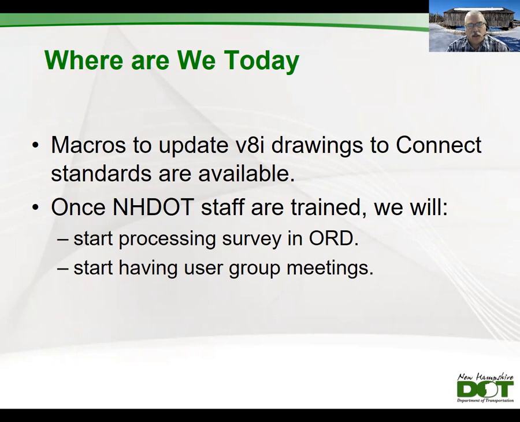We have developed macros to update V8i drawings to Connect Edition, which will essentially replace the line styles, replace the cells, replace the text, etc. and bring those forward, move elements to the newer levels. So those are available once a project is ready to move on to the Connect version. Then we can run these macros on, or create new drawings from the new seed files, copy the detail in, run these macros to update everything, and it's ready to move forward.